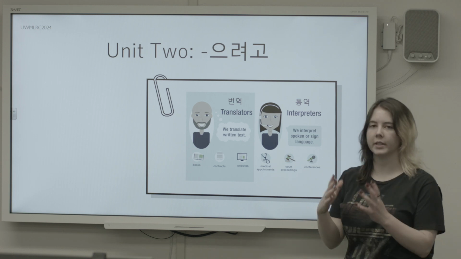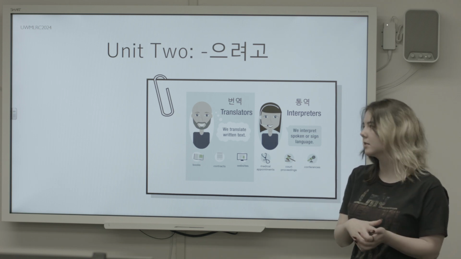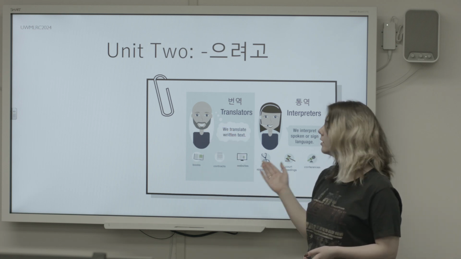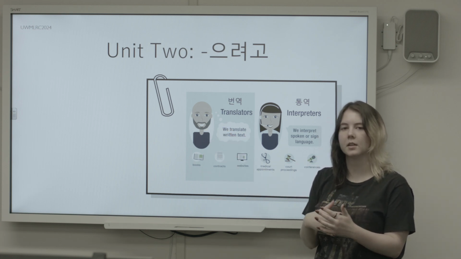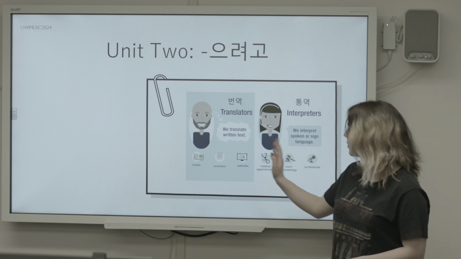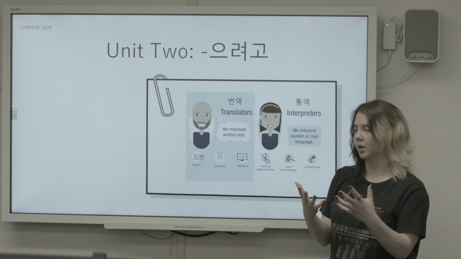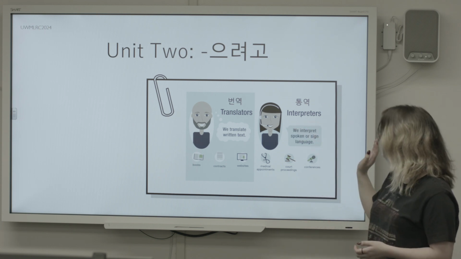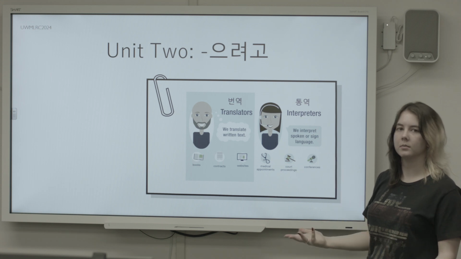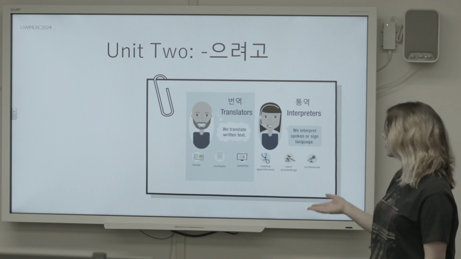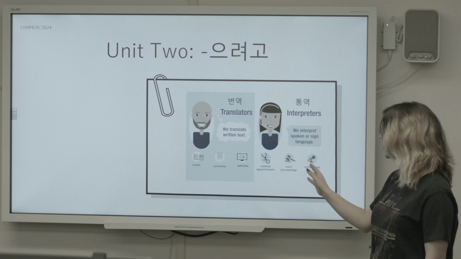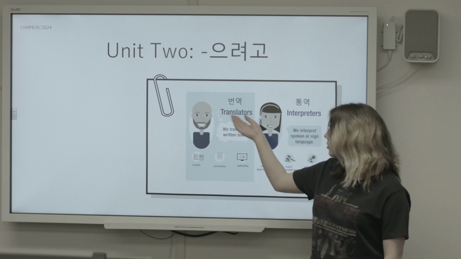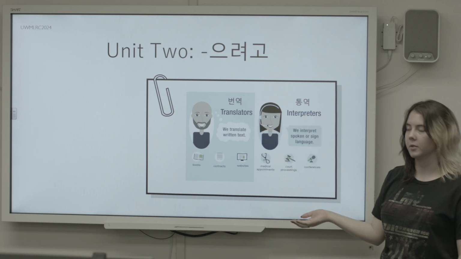The difference between translating and interpreting is that translators, translating, 번역, work with the written text. So they're the ones creating the subtitles for K-dramas and for Korean music videos. They work with books, contracts, and websites, so the written word. Whereas interpreters, 통역, interpreting, work with spoken or sign language. So they are the ones translating in real time in medical appointments, court proceedings, and conferences. 번역사 is translator, 통역사, interpreter.